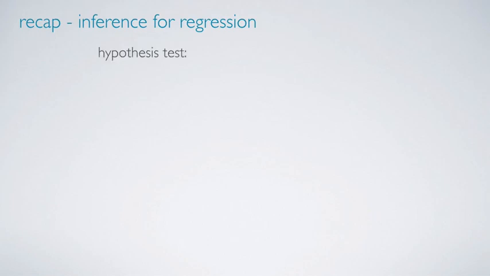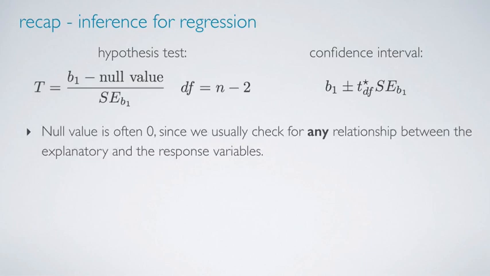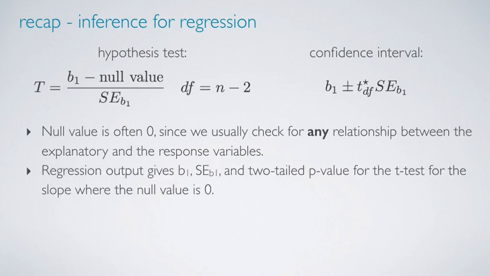So to recap, we said that we can do a hypothesis test for the slope using a t-statistic where our point estimate is B1, and then we subtract from that a null value and divide by the standard error, and the degrees of freedom associated with this test statistic is n-2. To construct a confidence interval for the slope, we simply take our slope estimate B1 and add and subtract a margin of error that's composed of a critical t-score and a standard error. Note that the null value is often 0 since we usually check for any relationship between the explanatory and the response variables.